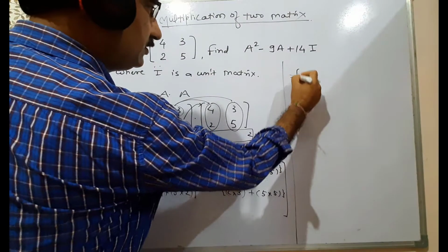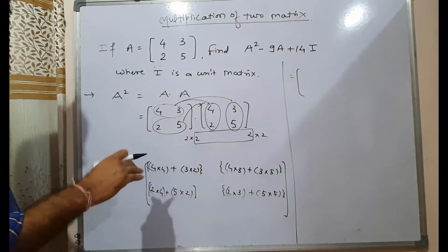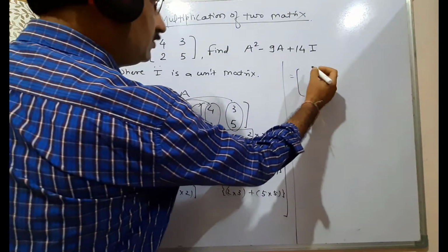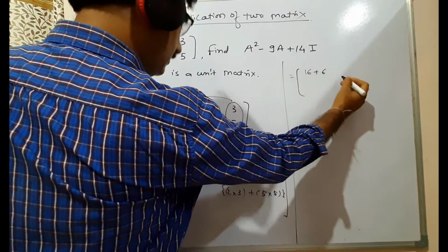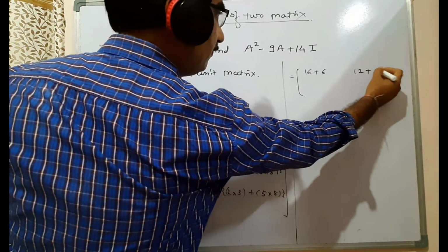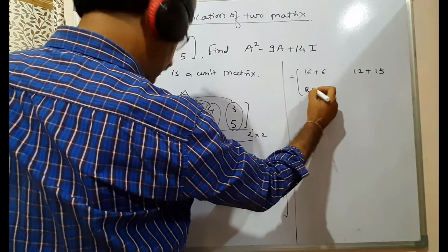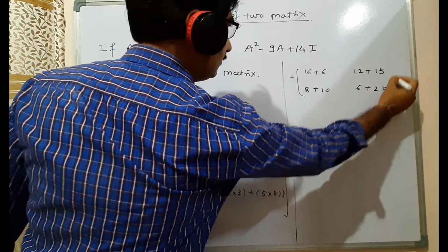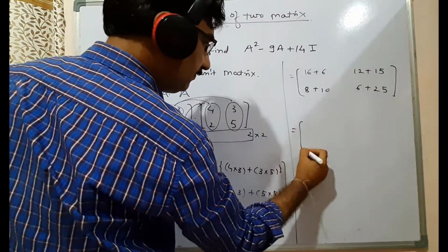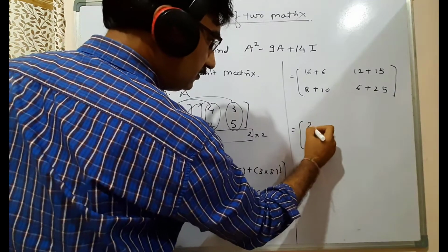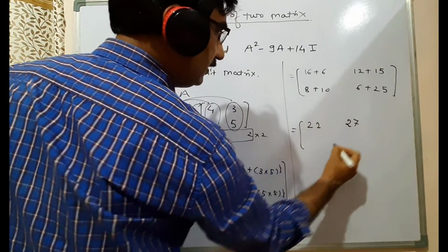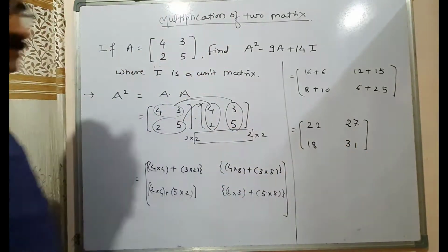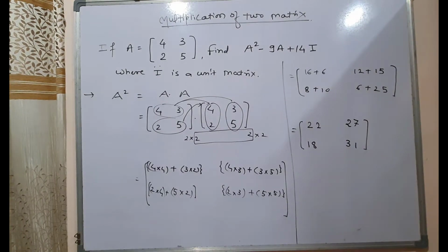Now take addition. This calculation is not necessary to write; you directly write 4 into 4, 16, plus 3 into 2, 6. So here we get 16 plus 6, then 12 plus 15, then 8 plus 10, and then 6 plus 25. So finally we get the multiplication 22, 27, 18 and 31. So this is the value of A square.